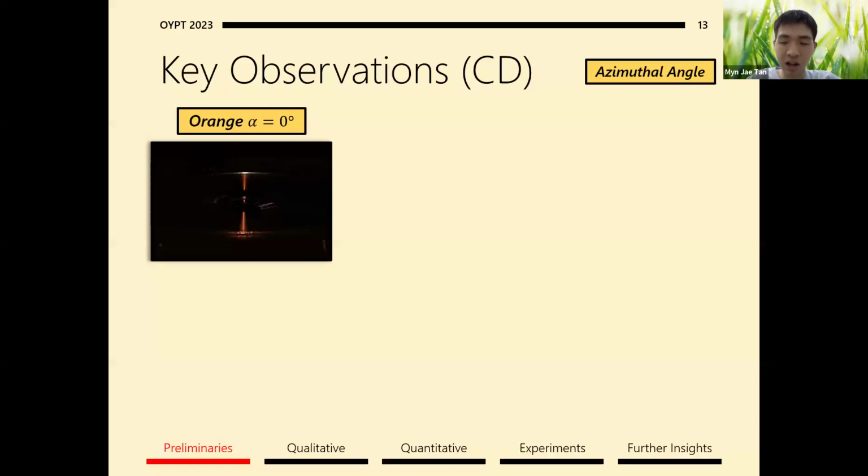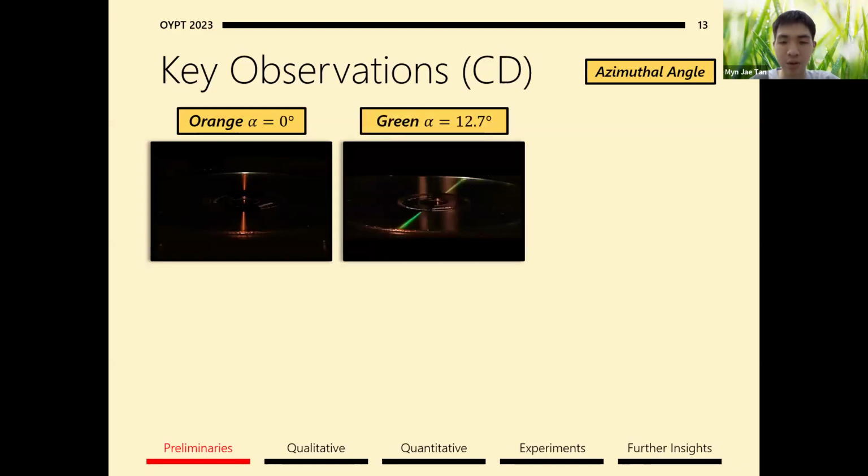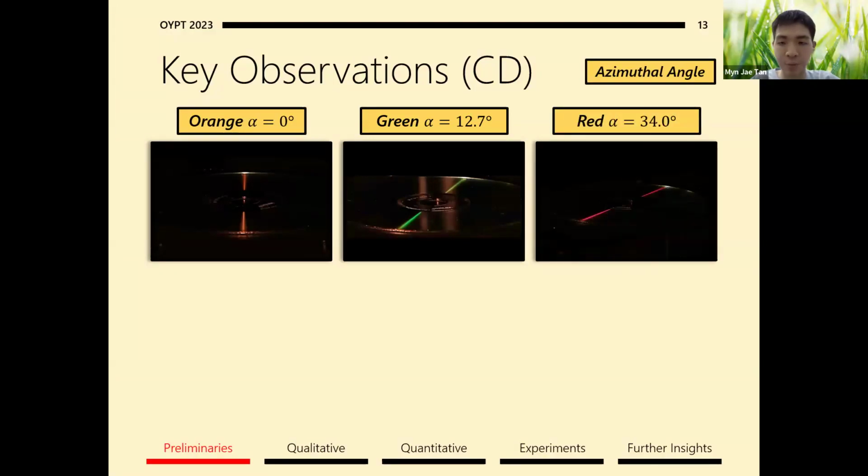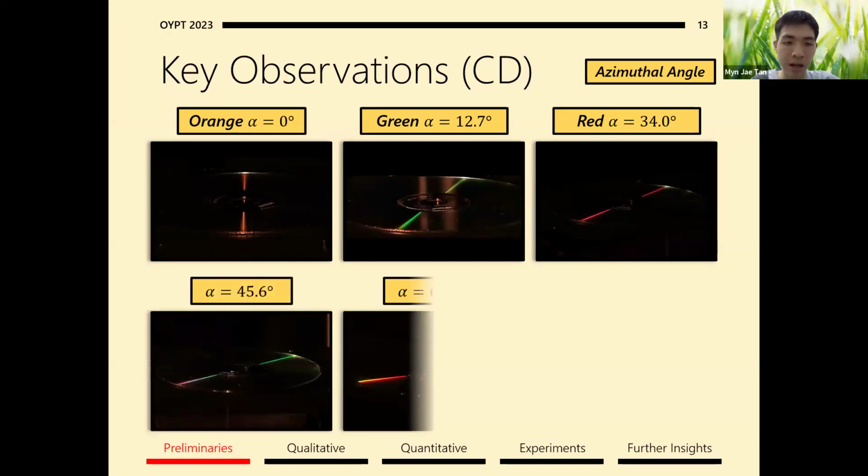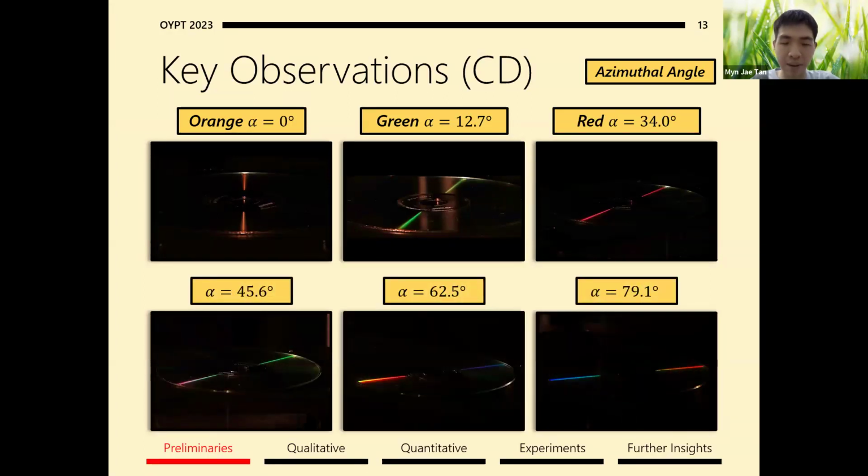Next, I'll be talking about how the azimuthal angle affects the color of the line. If you have an azimuthal angle of 0 degrees, which means that the camera and the light source are on the same plane, then basically the color of the line on the compact disc is orange. And then when we increase the azimuthal angle between the lamp and the camera, the azimuthal angle between the line and the camera will also increase. This causes the line to turn green. As we further increase the azimuthal angle, it will eventually change to red. And then it can also take on rainbow colors, which indicates that the color becomes less uniform.